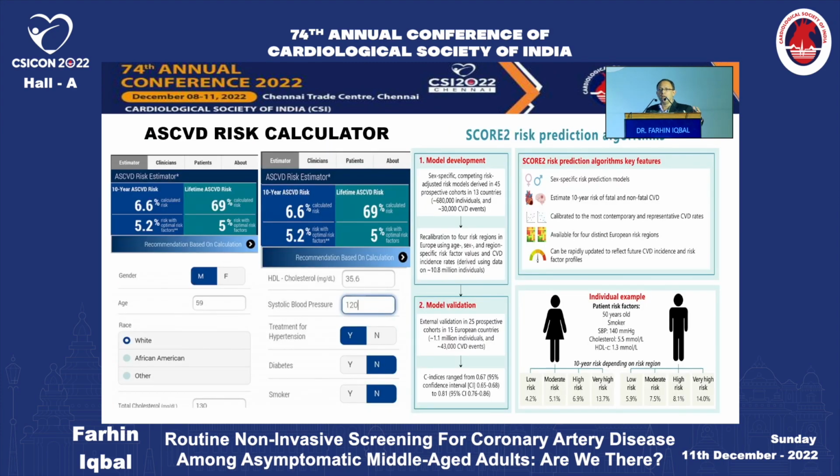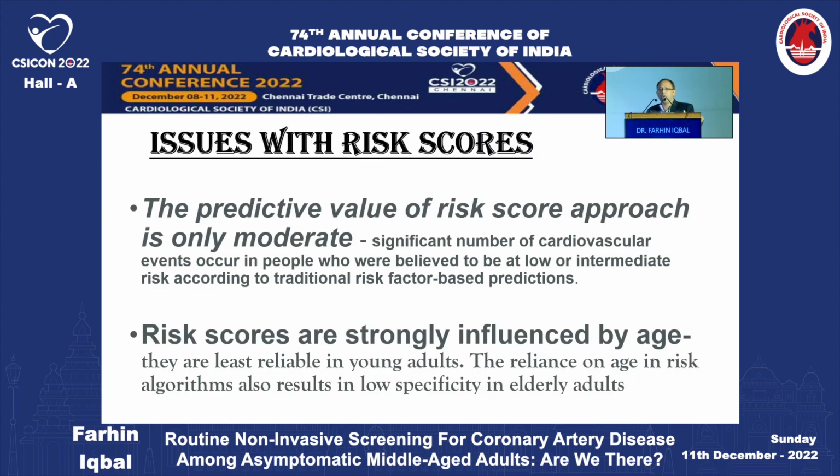And when it comes to the calculation with these risk scores, they're pretty easy. You can get a score within 30 seconds, and they take into account certain variables like age, smoking status, systolic blood pressure, cholesterol, or HDL-C. However, we are all aware that there are certain issues with risk scores.